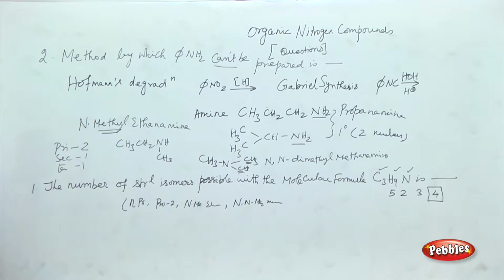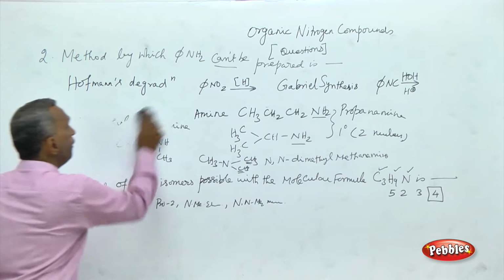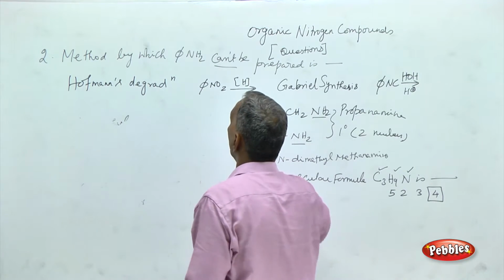So to repeat this question along with the correct answer: the number of structural isomers possible with the molecular formula C3H9N is 4. This finishes the current question and its answer. Now we will see the next question, the second question.